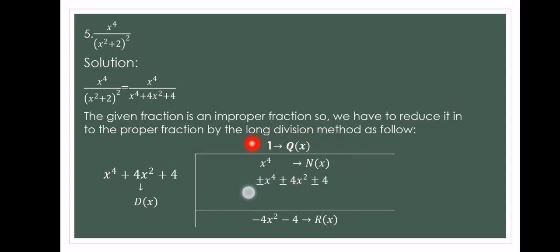For this we write x⁴ + 4x² + 4 in the divisor section and x⁴ in the dividend section. And we know that x⁴ is to be multiplied by 1 to get x⁴. But when we multiply the remaining terms of the divisor by 1, we just get + 4x² + 4. After changing the signs, x⁴ is cancelled out with the minus x⁴ and we get minus 4x² minus 4. It is the remainder.